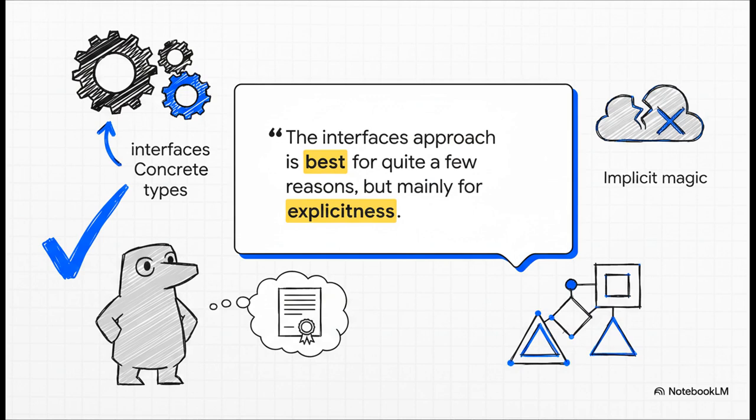The interface approach is the best one because it's explicit. In Go, being clear and having explicit contracts always wins over implicit, magical behavior. You're working with behaviors defined by interfaces, not concrete types, and that is the absolute cornerstone of good Go design.